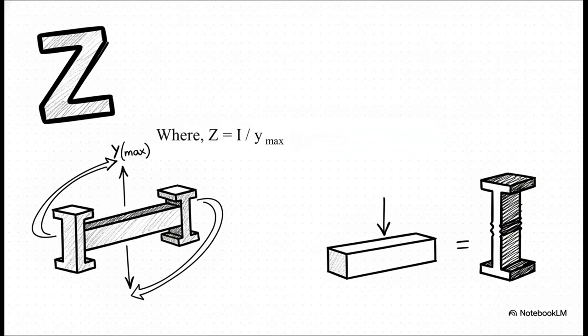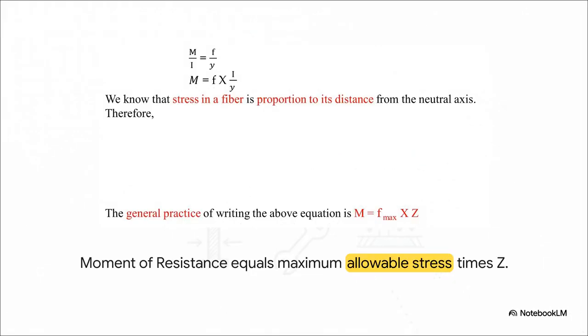Actually, this is exactly why an I-beam is shaped the way it is. It pushes the material as far away from the neutral axis as possible just to maximize Z. So, the crucial point all comes down to this final climax equation. M, the moment of resistance, equals F max multiplied by Z, meaning the maximum bending moment M that a beam can safely withstand before failing is simply the maximum allowable stress of the material times the geometric section modulus.